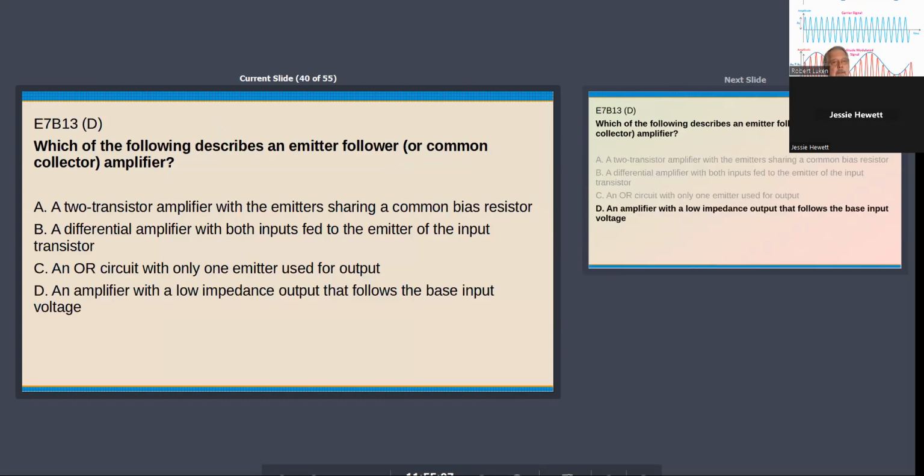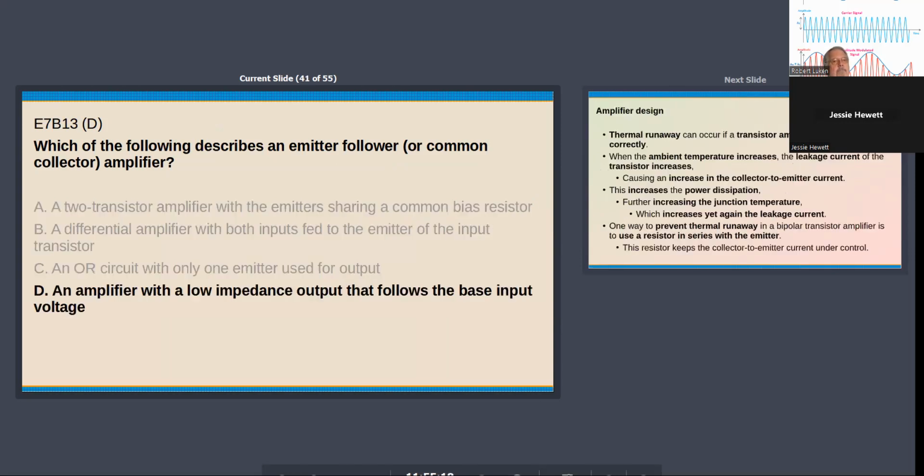So which of the following describes an emitter follower? With the low impedance output. And it's called a voltage follower because that's all it does. No gain. I guess you could call it a current amplifier.